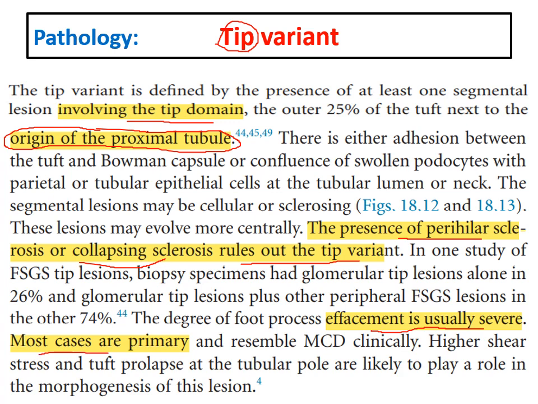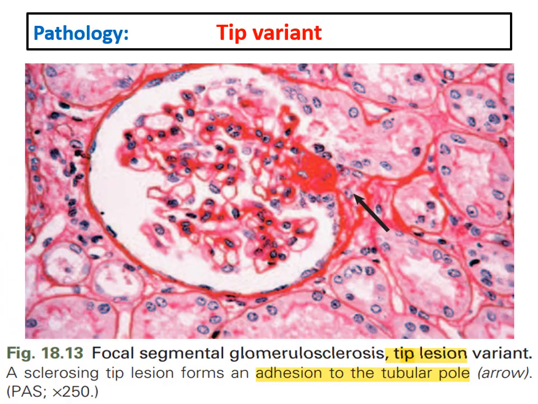Most of the cases presented by tip variant are primary. Like here, near the tubule. This is the tip lesion. Adhesion to the tubular pole.